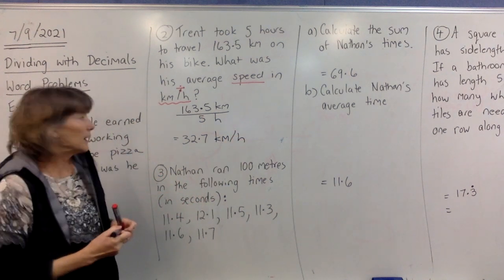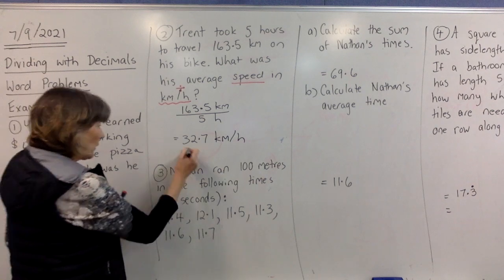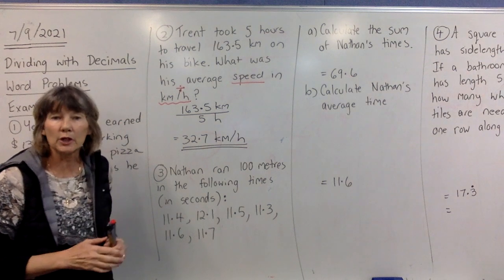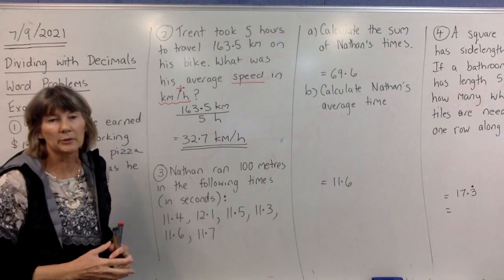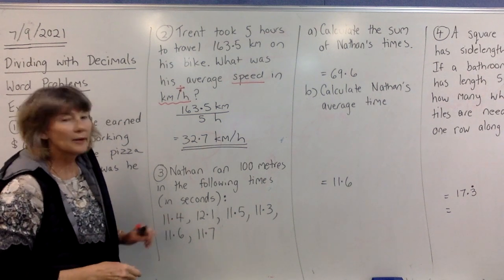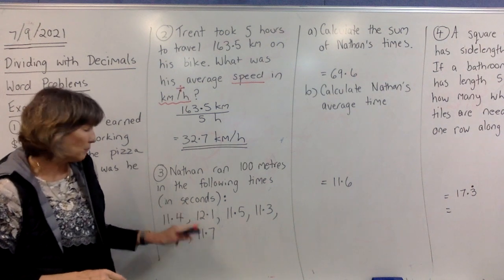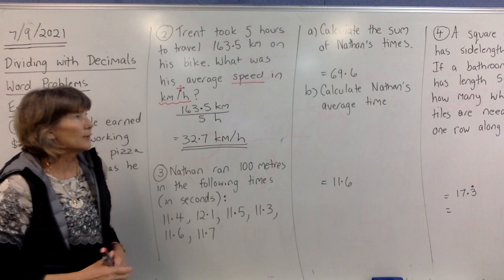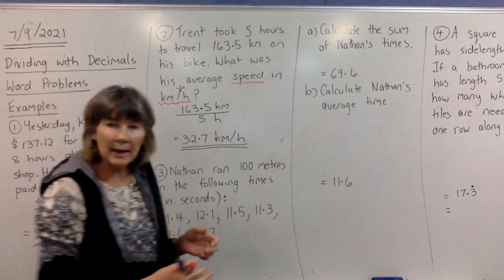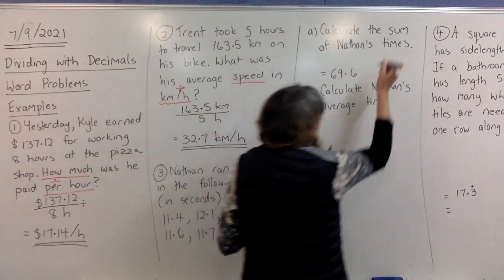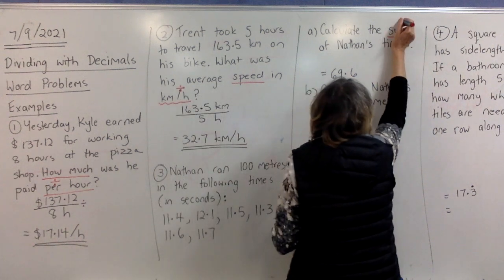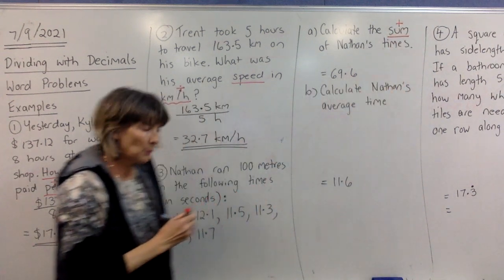All right, number 3. We're going to have a look at Nathan. Now he's running 100 metres in the following times, and they've told you that all these times are in seconds. So he does 11.4 seconds, 12.1, 11.5, 11.8, 11.6 and 11.7. Now in part A, they say calculate the sum. Underline that word in red. Sum means we are adding. So we need to add up all these times.